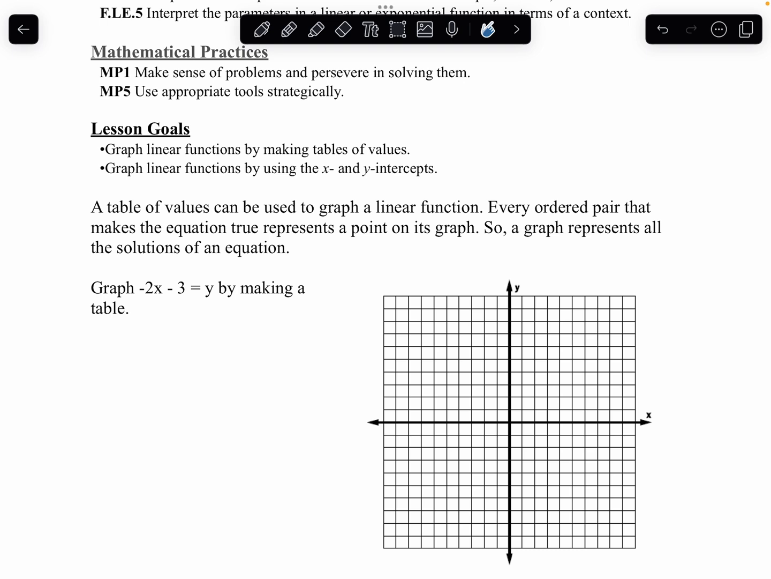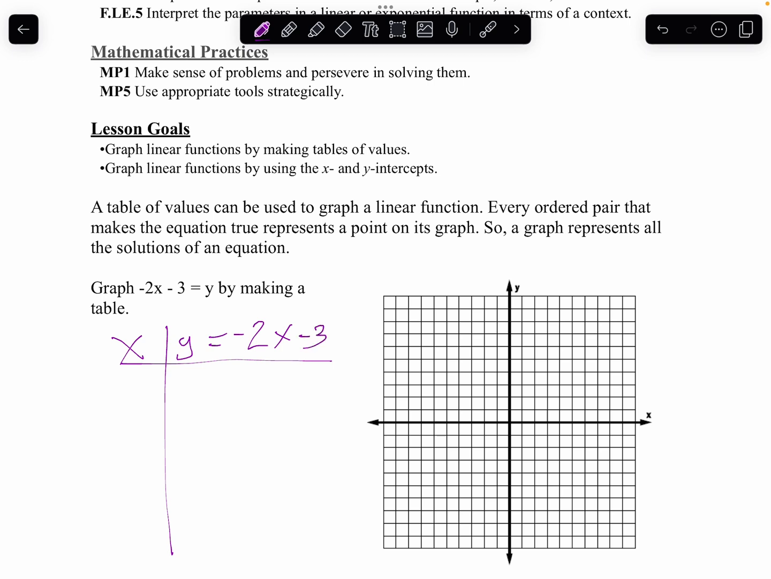Now, the nice thing about a line, because we know this is a line because it's a linear function, because notice negative 2x minus 3 equals y. There's no exponents. We're not multiplying the x and y together, so I know it's a line. You only need 2 points to make a line. I'm not very good at drawing a line, so I always put like a check in there. I put 3 points, but you really only need 2 if you have a ruler. So we're going to make a table, x and y, and notice y actually equals negative 2x minus 3.